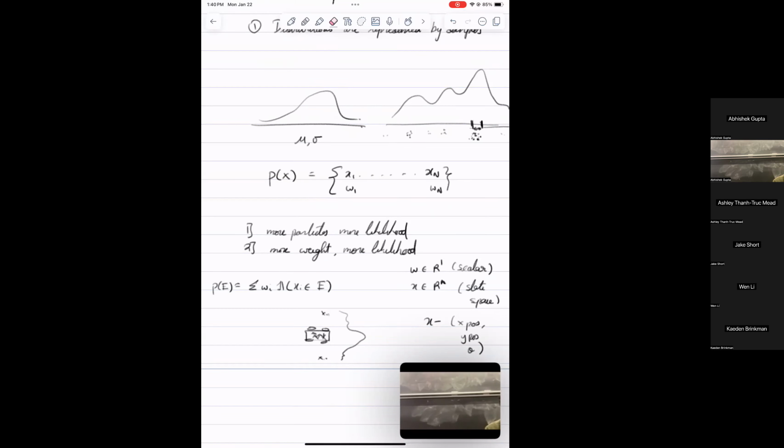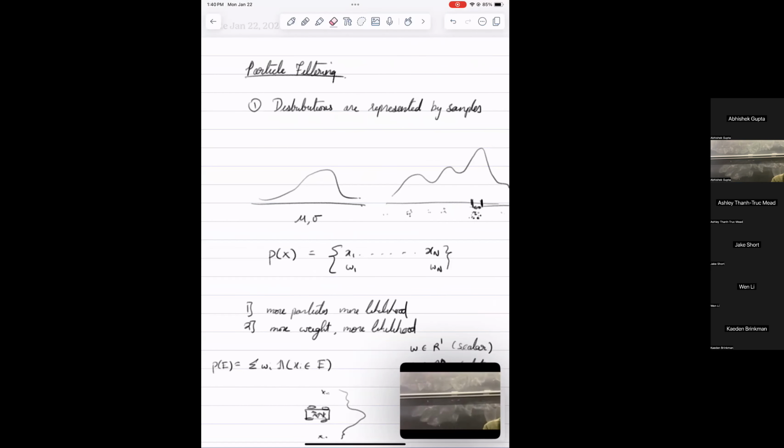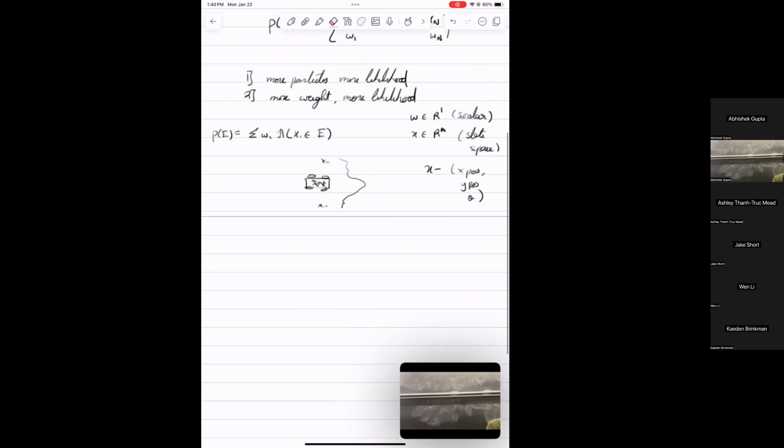And then think of probabilities as the sum of the weights of the particles corresponding to a particular event or a particular thing you want to measure. Does that make sense? Everyone following me there? So the main things to remember: distributions are represented by samples, more particles, more likelihood, more weight, more likelihood. That's it. Okay. Anyone have any questions here? Okay.